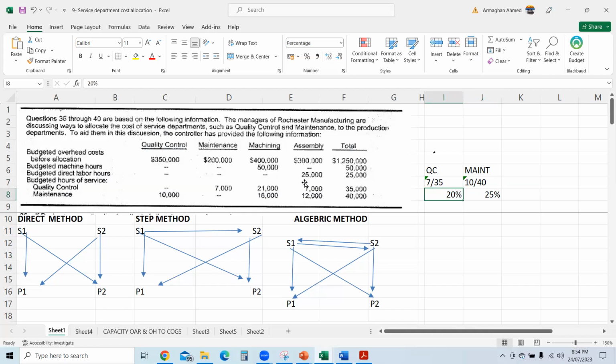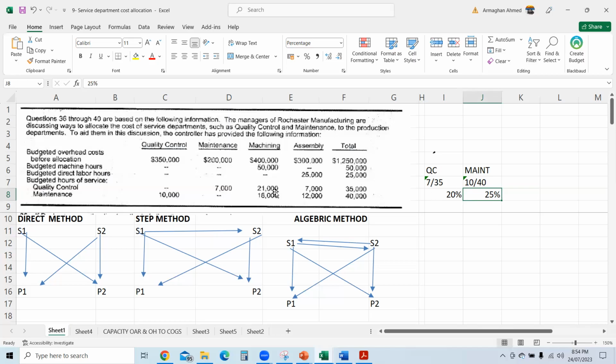Now, how much is maintenance providing service to quality control? 10,000 out of a total of 40,000, right? So 10 over 40 means 25%. Agree? So which department is providing more service to the other service department? Maintenance. Maintenance is providing more service. So if the question does not mention anything, you have to go this way.